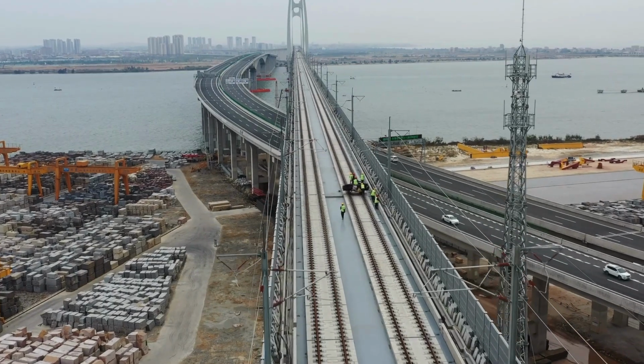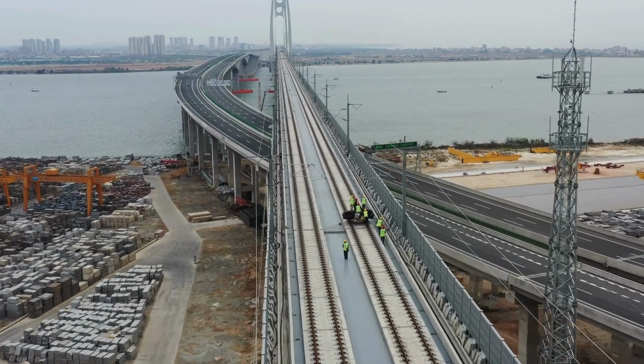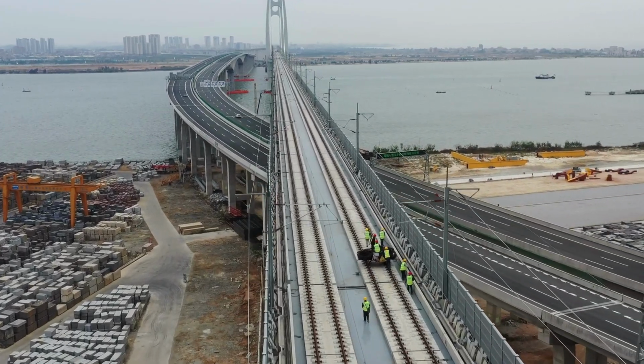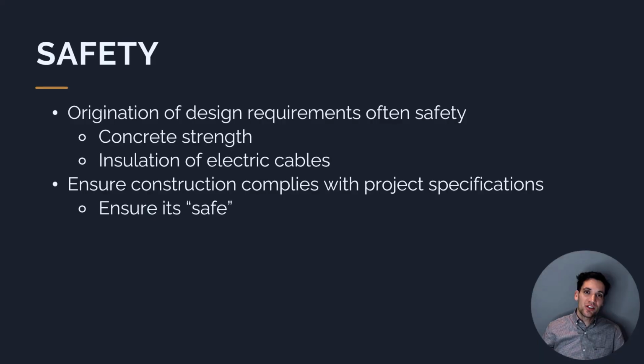So the first reason managing defects is critical to managing construction projects successfully comes down to safety. The origination of any design requirements or specifications that go into the project documents often come from safety standards. For example, the strength of concrete on a bridge is critical to holding up all the cars and traffic that will go across it. If we don't meet those concrete strength requirements, we can't prove that the bridge is actually safe for all those different people to use.